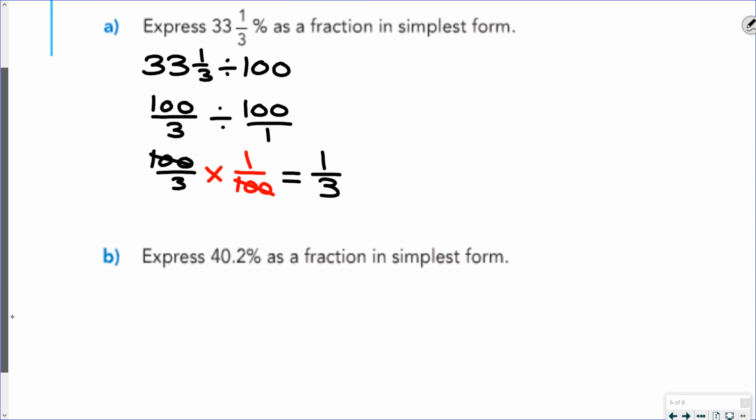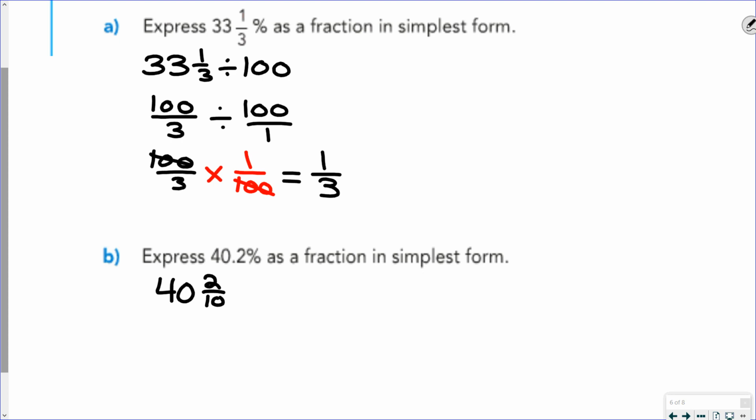I'm going to scroll this down a little bit so I have a little more room to work for part B. Express 40.2% as a fraction in simplest form. So let's start by converting that decimal into a mixed number. So that'd be 40 2/10. You could simplify that down to 40 1/5 if you wanted to.